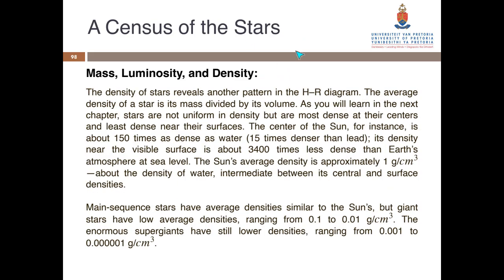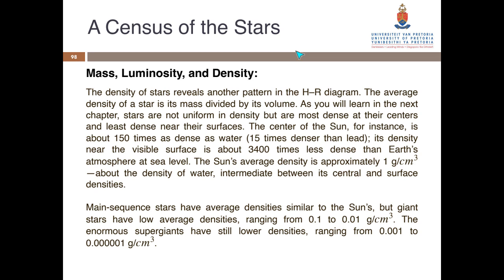The density of stars reveals another pattern in the HR diagram. The average density of a star is its mass divided by its volume. As you will learn in the next chapter, stars are not uniform in density, but are most dense at their centers and least dense near their surfaces.